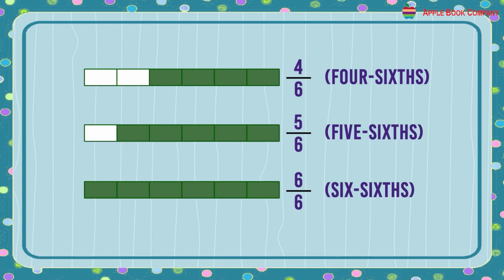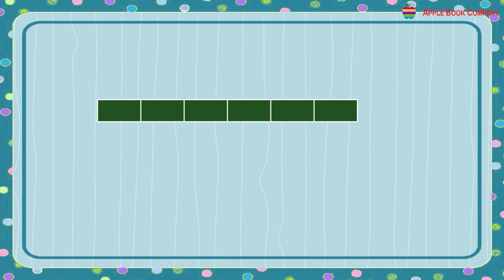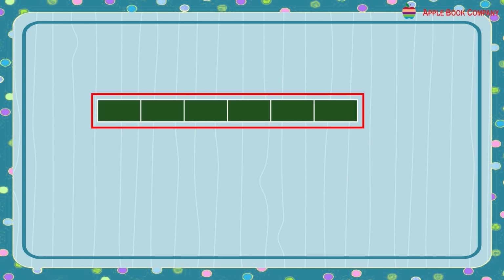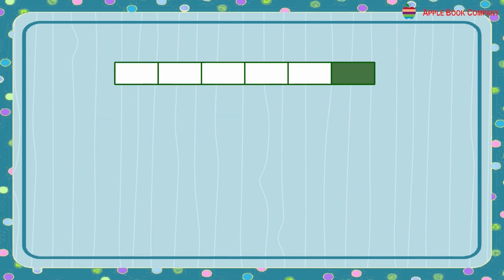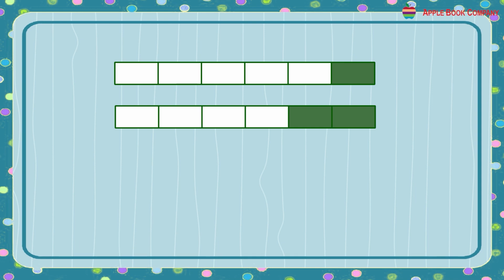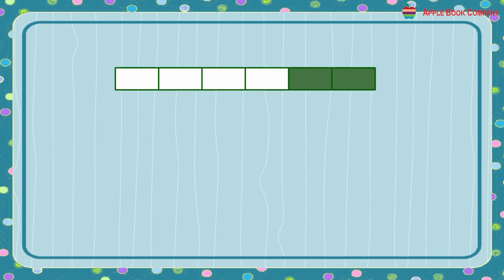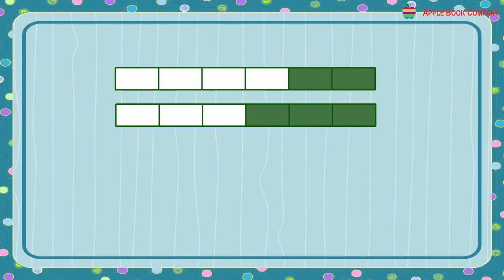Now let us compare each picture. Each of these equal strips is divided into 6 equal parts. The shaded portion of the first strip is less than the shaded portion of the second strip. Therefore, 1 by 6 is less than 2 by 6, or 2 by 6 is greater than 1 by 6. Similarly, the shaded portion of the second strip is less than the shaded portion of the third strip. Therefore, 2 by 6 is less than 3 by 6, or 3 by 6 is greater than 2 by 6.